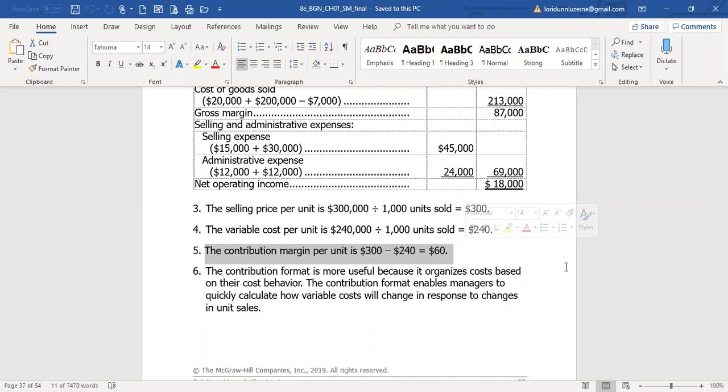and overall costs. So which income statement format would be more useful to managers in estimating how net operating income will change in response to changes in unit sales, and why? Well, obviously, it is the contribution format. It organizes costs based on their behavior, variable versus fixed. So it's very easy to calculate the impact a change in sales will have in not only the sales amount, but also the variable cost amount, as I just illustrated.